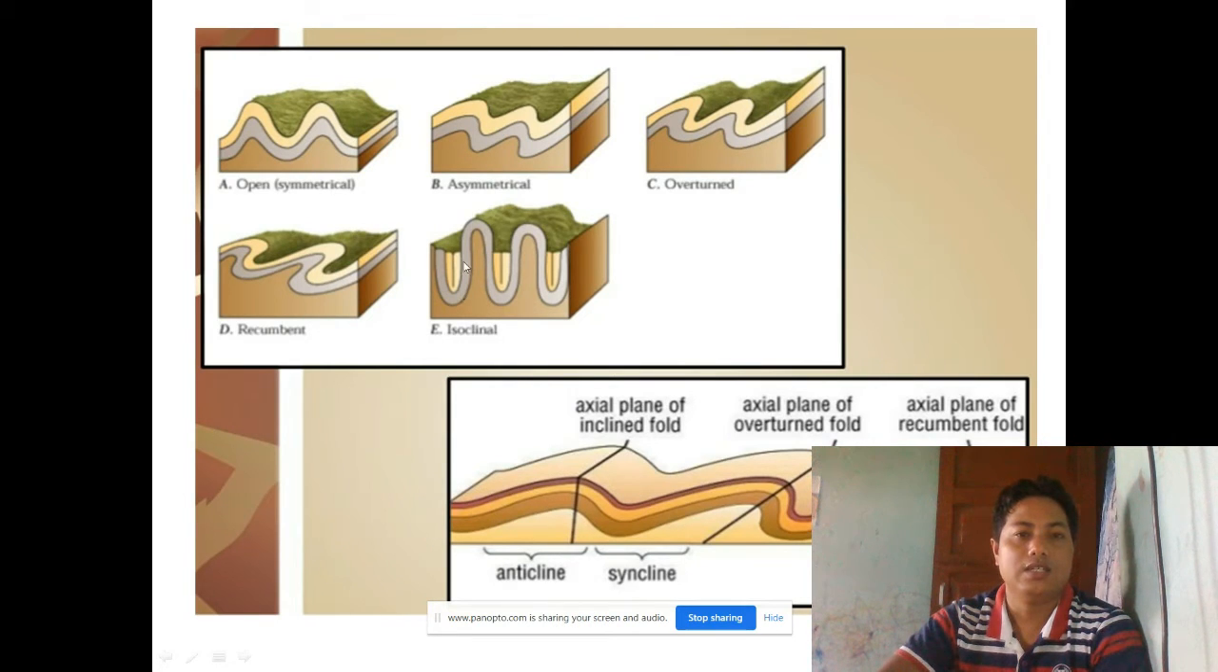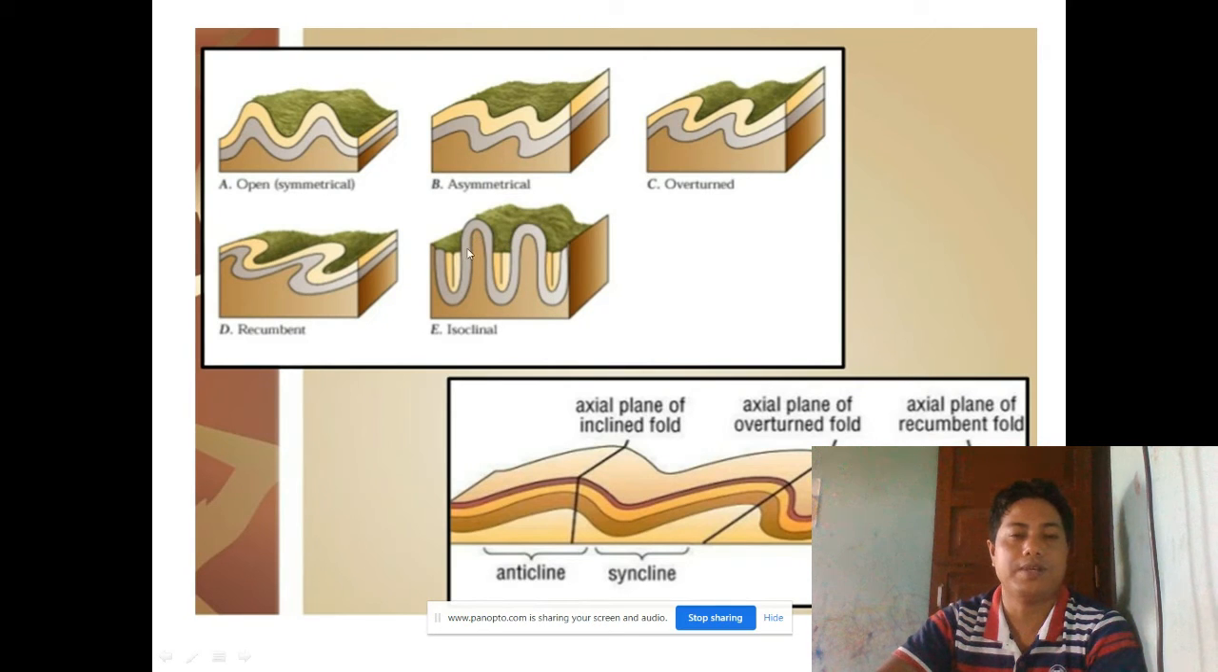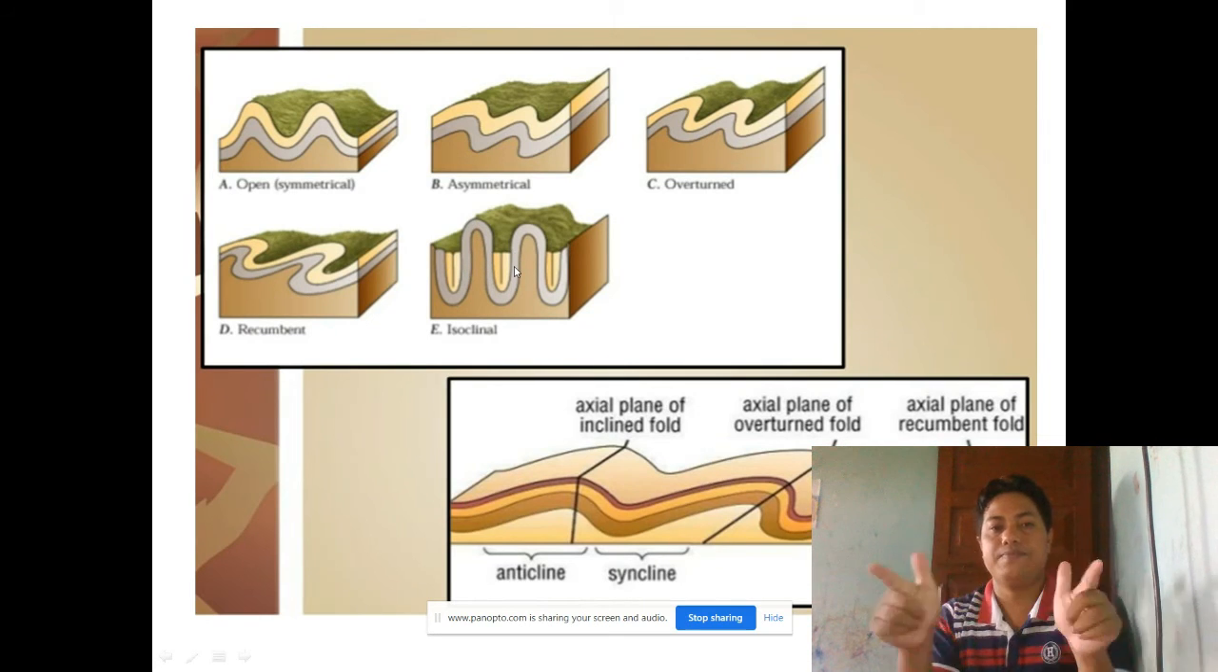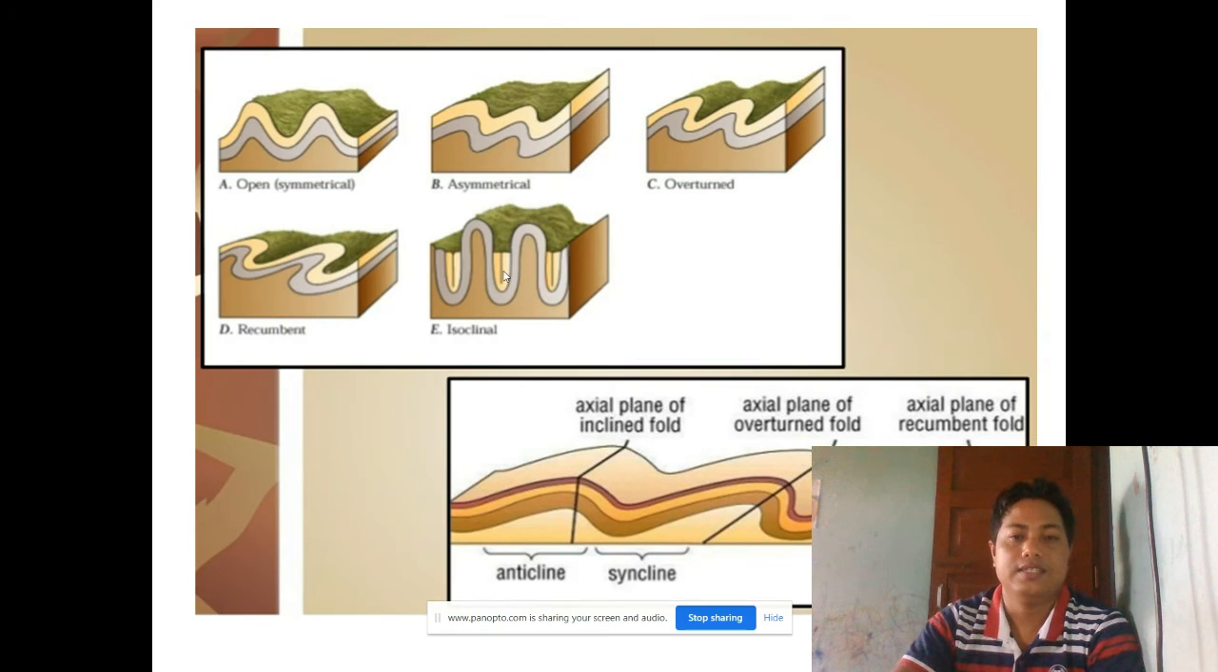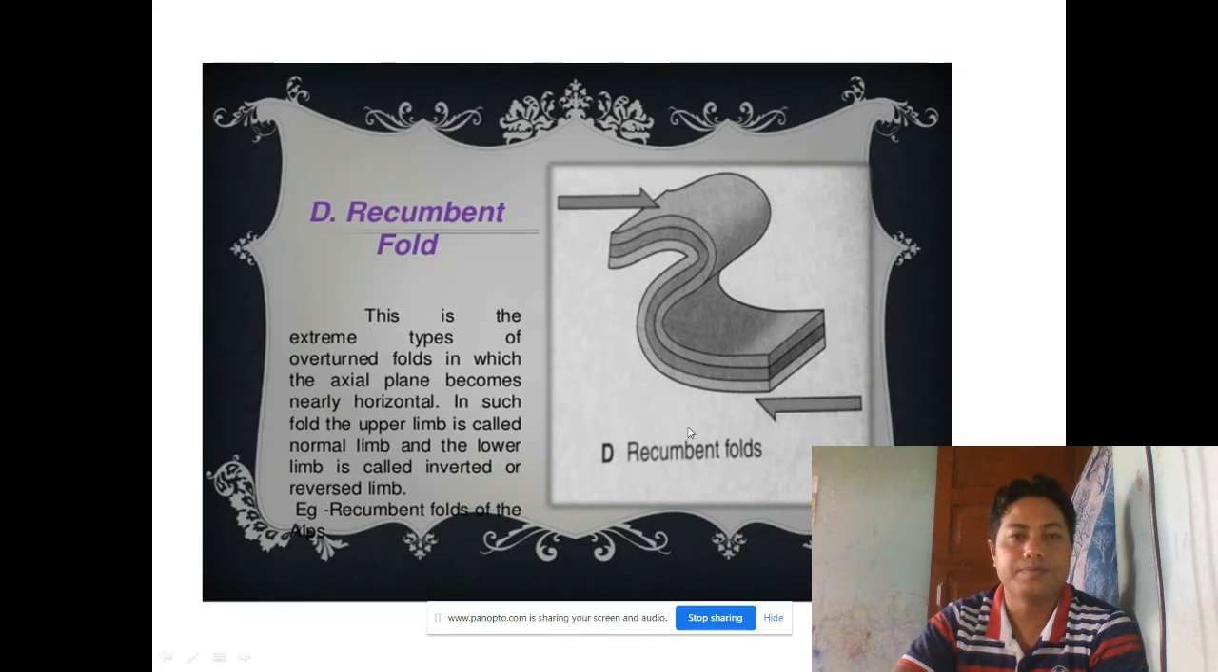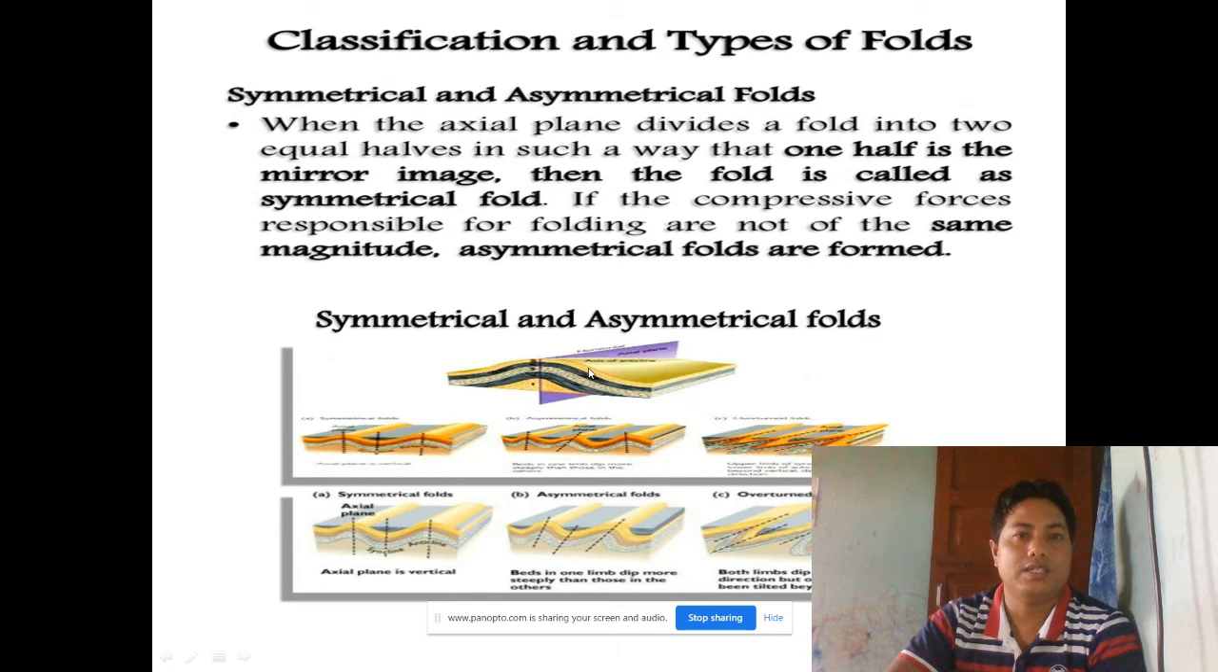Isoclinals are completely parallel to each other. When two limbs are equally parallel, parallel means the same scale. So this is a recumbent fold this way basically. Two overturn. So you will find symmetrical and asymmetrical, although I have explained.